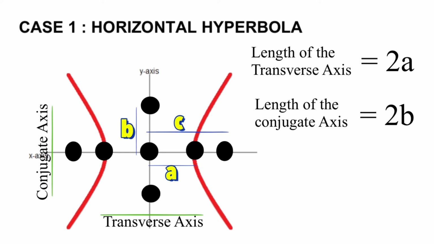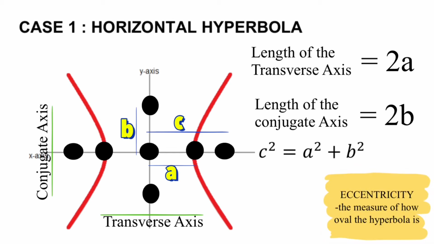Now, the equation that relates all these three lengths, a, b, and c, is c squared equals a squared plus b squared. We also have another quantity called eccentricity. Eccentricity is defined as the measure of how oval the hyperbola is, and the formula for the eccentricity is c over a. We remember that the eccentricity of a hyperbola is always greater than 1.